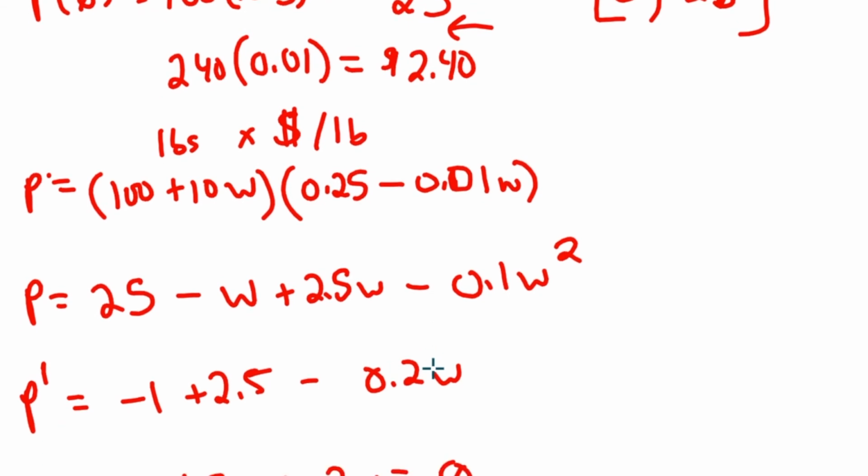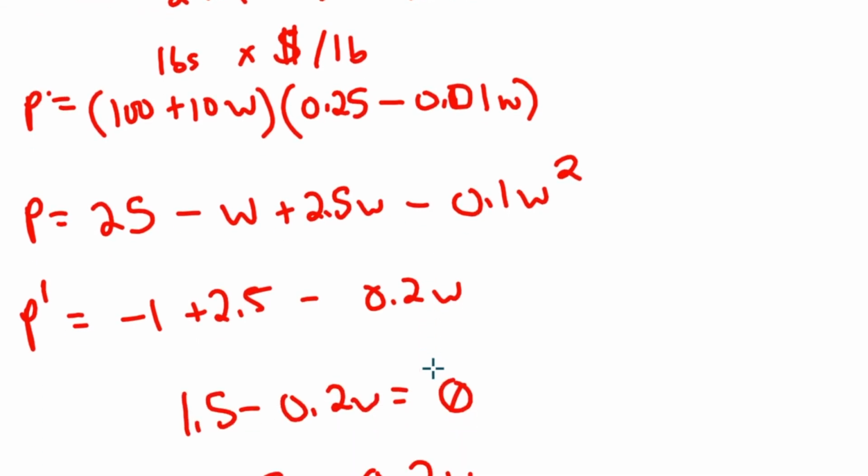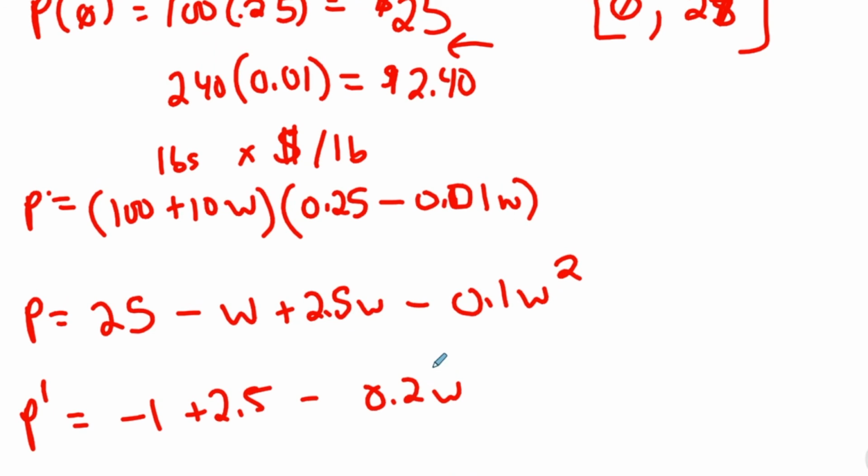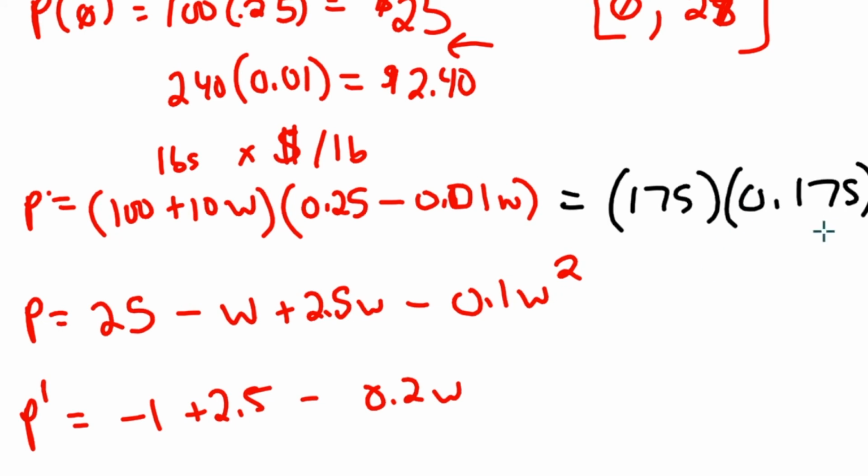So if we come back up here to our profit, whichever one of these formulas you want to use, doesn't really matter. I use this one here. If we plug it into this profit, 100 plus 10 times 7.5 would be 100 plus 75 would be 175 times 25 cents minus, if you take 0.01 W times 7.5, you get 0.075. Subtract that from your 25 cents, and I ended up getting 0.175. So they're 175 pounds, and they're getting 17.5 cents for it.